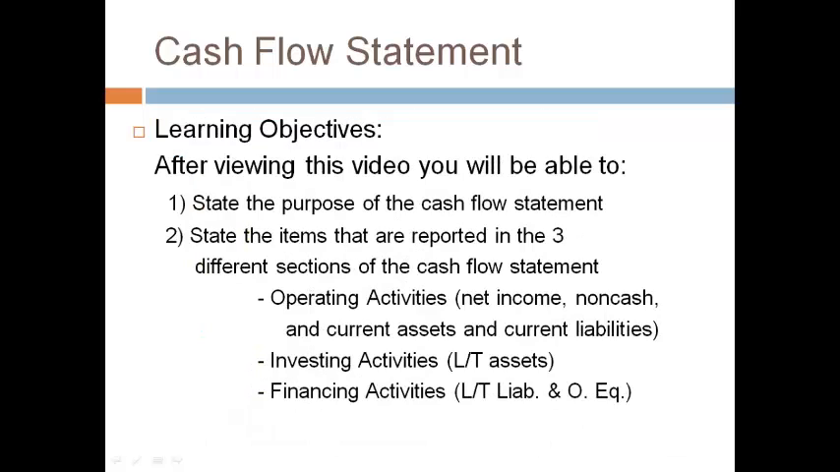After viewing this video, you will be able to state the purpose of the cash flow statement and state the items that are reported in the three different sections of the cash flow statement. Operating activities begins with net income, has non-cash revenues and expenses, and reports the change in current assets and current liabilities. The investing activities section records changes in long-term assets related to cash. The financing activities section records cash changes for long-term liabilities and owner's equity.